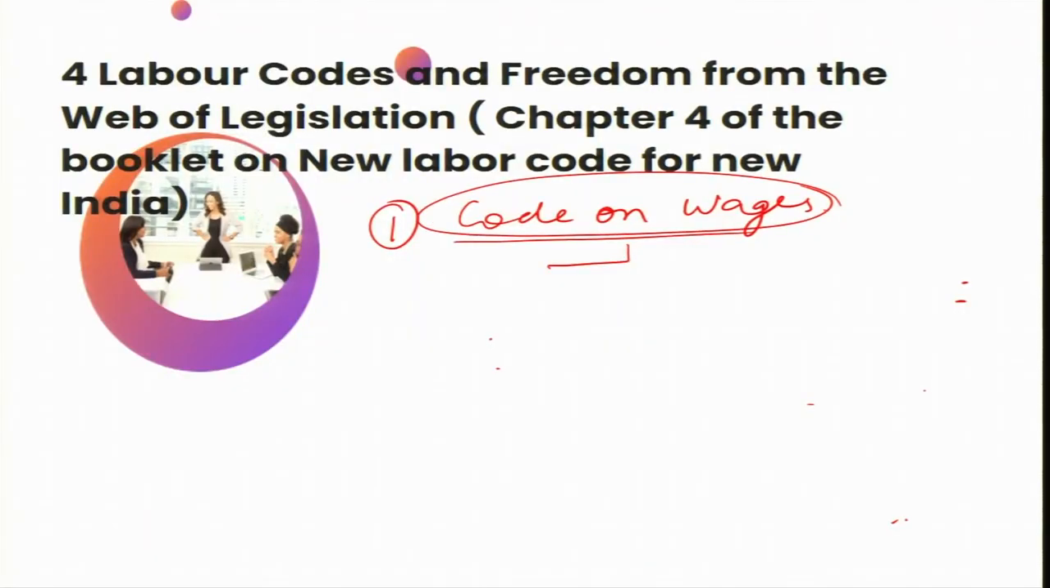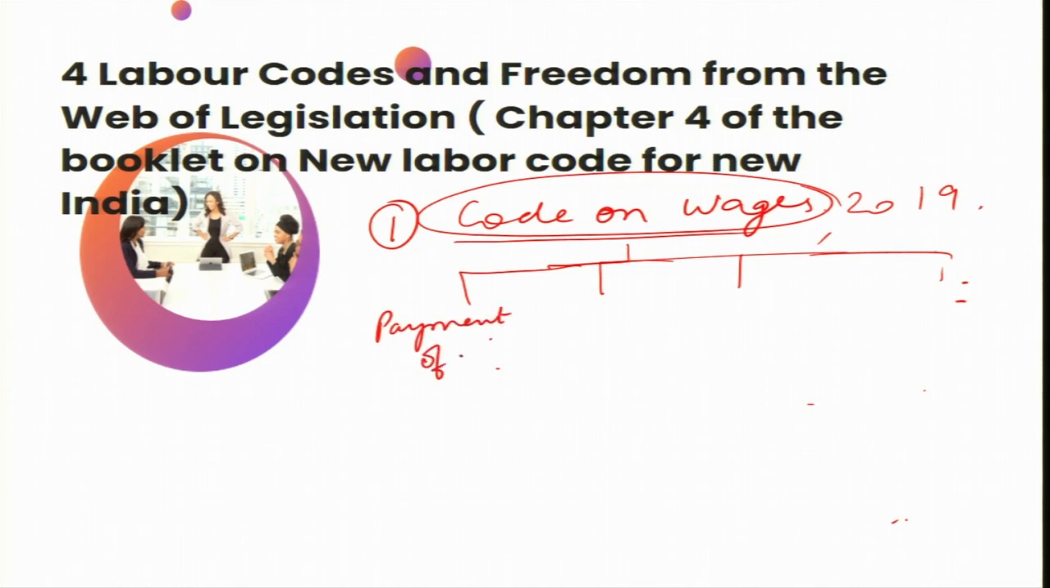So they have come up with one wage code. Now we have one code on wages, the Code on Wages 2019, which is basically the amalgamation of a few of the laws related to wages. For example, payment of wages, it talks about minimum wages. I will be discussing all these things in detail in the time to come, but for now I think it is important for us to understand what all laws have actually come under the ambit of the code on wages.